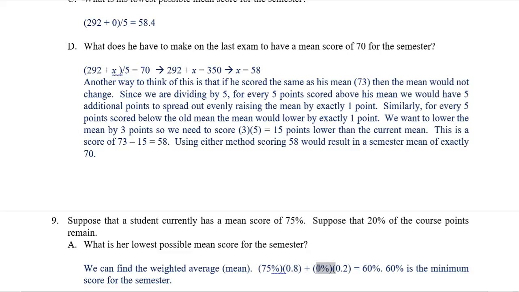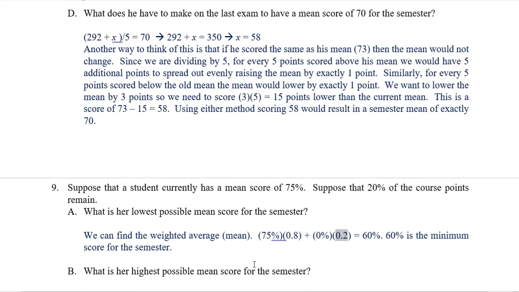And the 0%, which would be the lowest that she could make on the final, is the remaining points, 20% of the course grade. If you multiply this out, 0.75 times 0.8 plus 0 times 0.2, that turns out to be 0.6, or 60%, is her minimum. What's her highest?